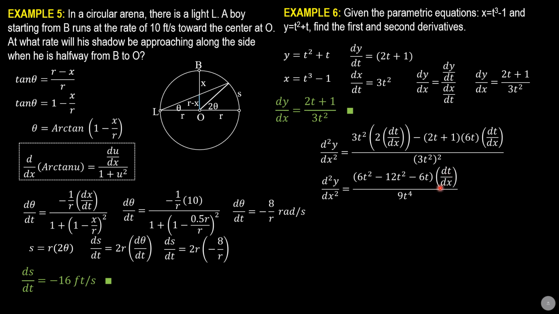Now dt/dx, we first simplify inside. That's negative 6t squared minus 6t times quantity dt/dx all over 9t to the fourth. So we then simplify further by factoring out negative 6t. So the second derivative of y with respect to x is equal to negative 6t times quantity t plus 1 dt/dx.